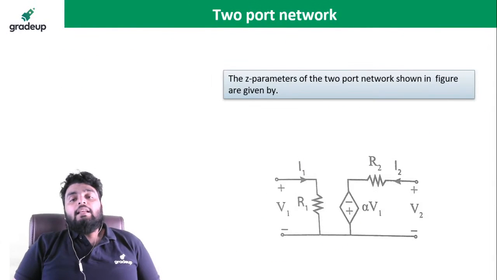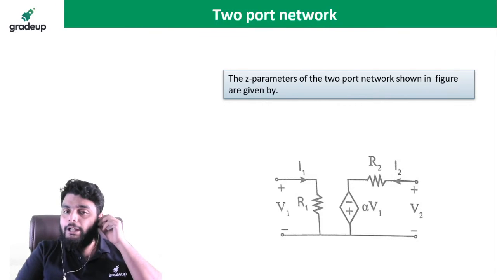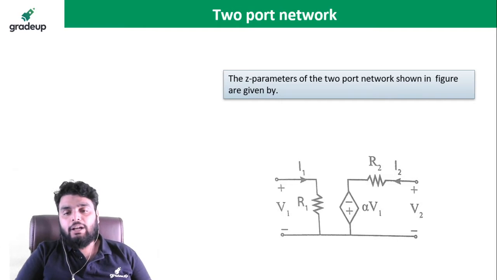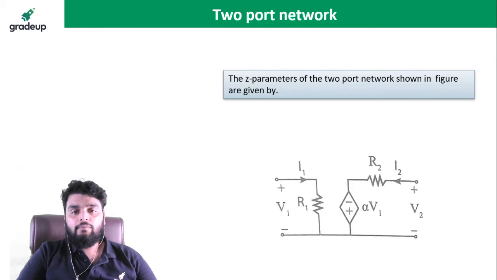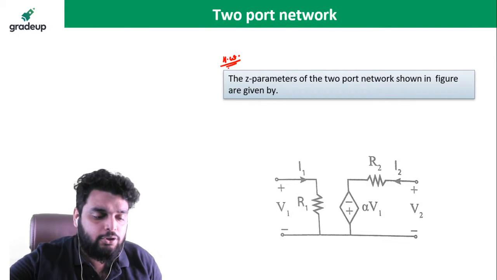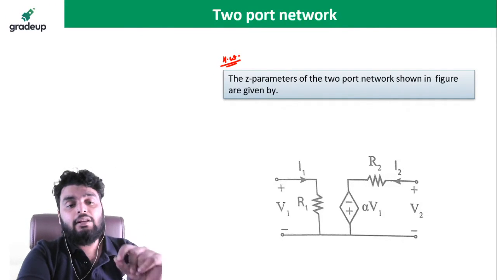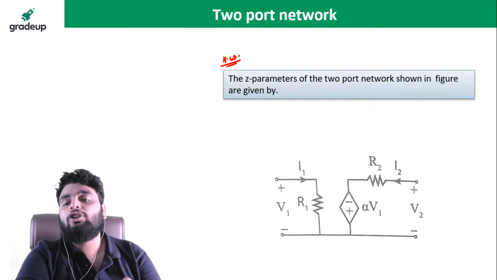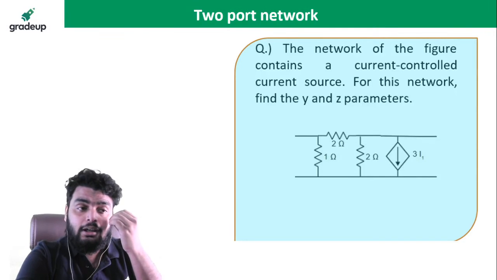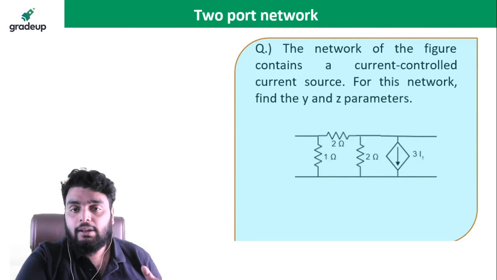Next question. In this question I need to find the Z parameter of a 2-port network shown in the figure. Everyone should try this question. Take this question as homework because it is a very simple question, and the answer should be given in the comment section. If you don't do the homework, then you will not understand the concept properly, even if you don't practice that particular concept.